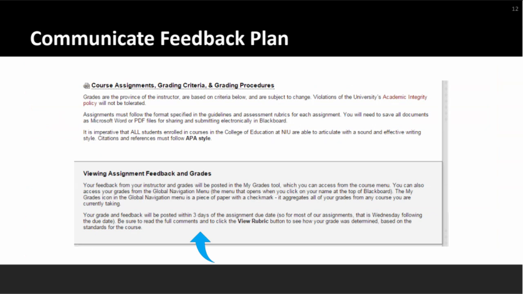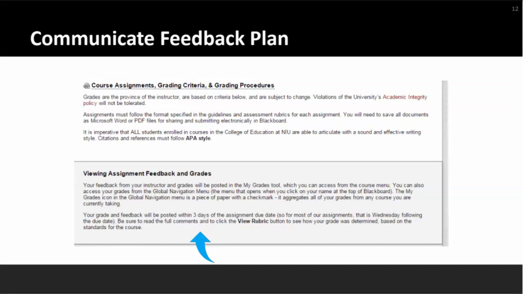It's important to share with them how you're going to give feedback and tell them how they can view their assignment grades and things like that. Fortunately, we have Blackboard, so we can create a lot of information, and it's persistent information in this learning management system.